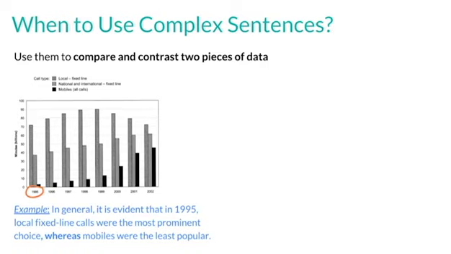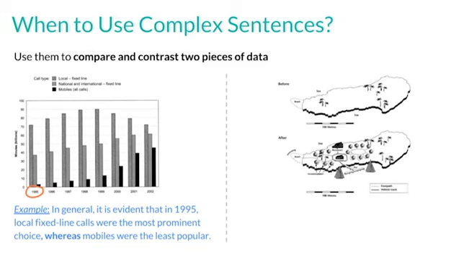We're saying that on the one hand, the local fixed line calls were very prominent, meaning that they were very popular. On the other hand, mobiles were the least popular. So we have compared two contrasting pieces of information in a single sentence. That's the power of a complex sentence. Let's look at another example now.